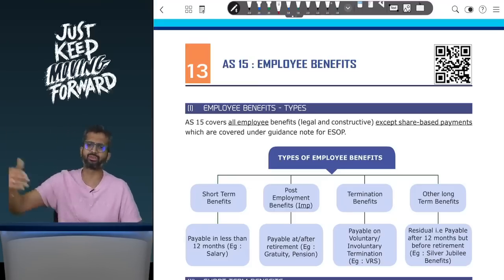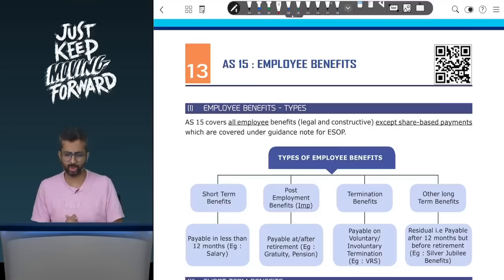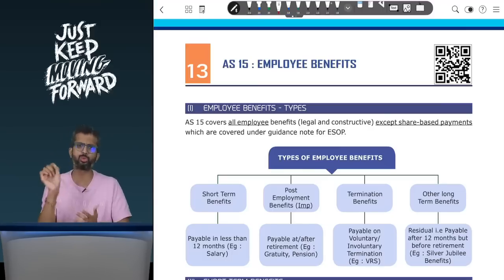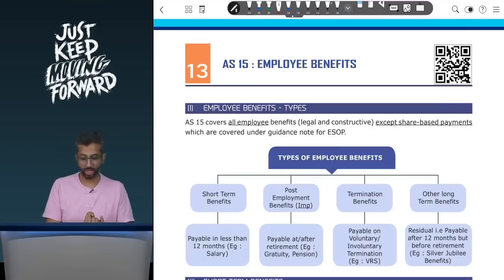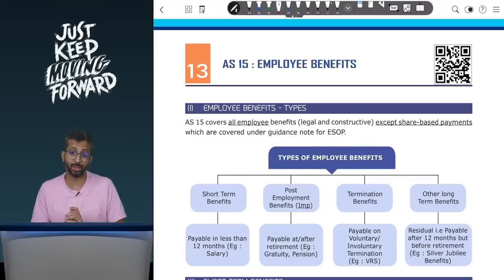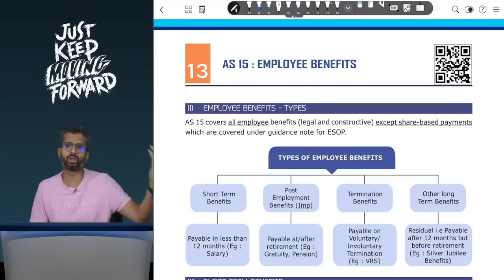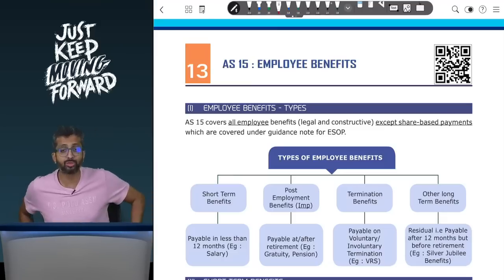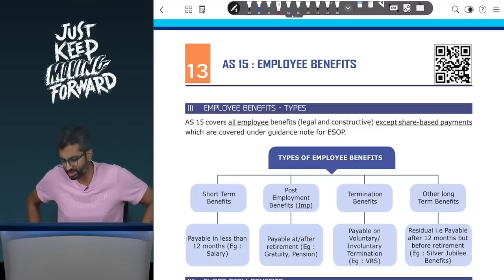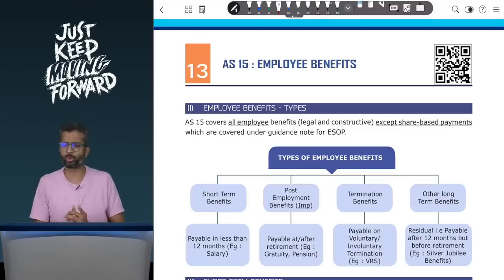You will generally have a separate full-fledged 14-mark question generally for amalgamation and consolidation, which will require a lot of solving. Okay, next you go to AS15, which is on employee benefits. Now this is a recent entrant into your syllabus. Earlier in the older syllabus, AS15 was not there because of the sheer complexity it has. But now let us say if it is there and you get an exam question, how do you tackle it?